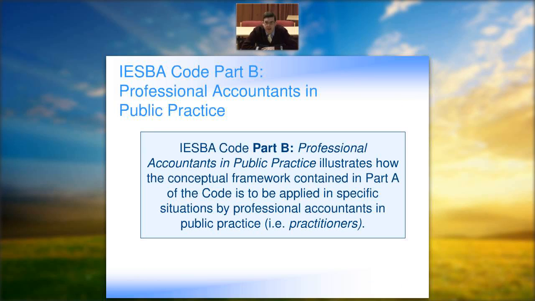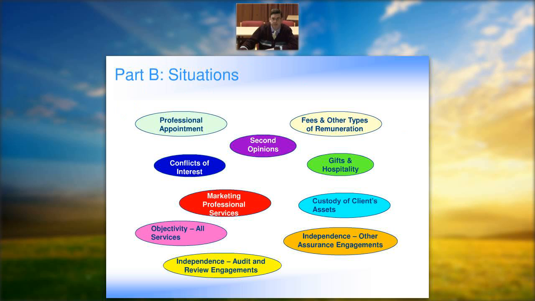Okay, Part B of the code illustrates how the conceptual framework is applied to specific situations by accountants in public practice, and this is one of the things that we want to look at now. There are about 10 situations here that there are specific rules about, okay? I don't have time to go through them all here today, but again, you should know these. These are very similar to the ones that we were looking at earlier, I think it's called Part B of the IESBA guideline.